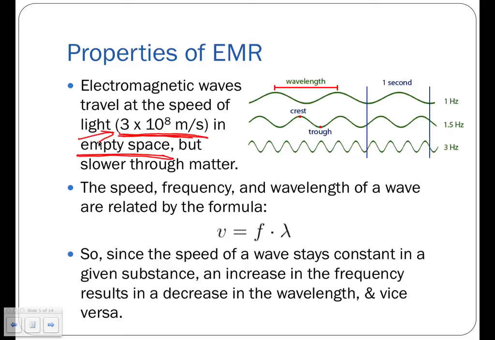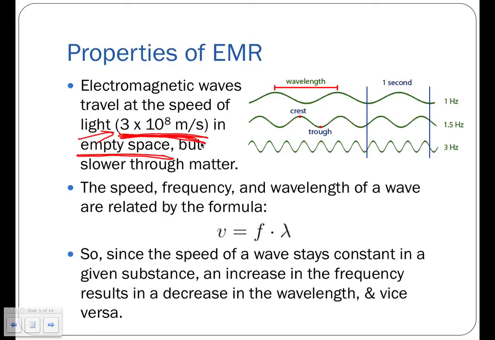Technically, the measure of that is something called the index of refraction. The higher the value of the index of refraction, the slower light goes through it, and the lower the value, the faster light goes through it. But the fastest it can ever go is through empty space, that 3 × 10⁸ meters per second, which is called the speed of light, even though it's technically only the speed of light in a vacuum.